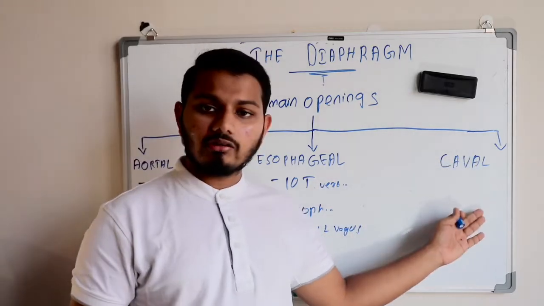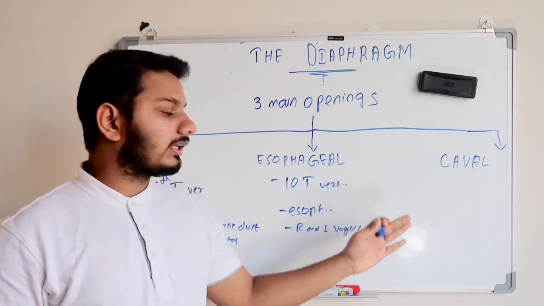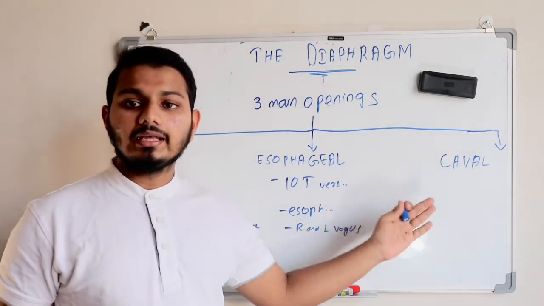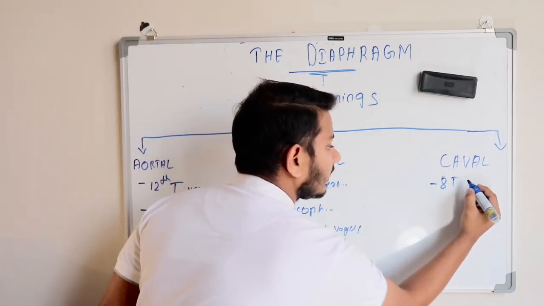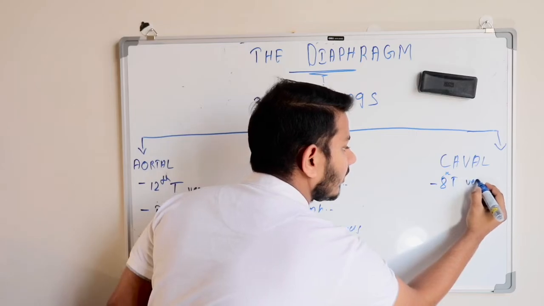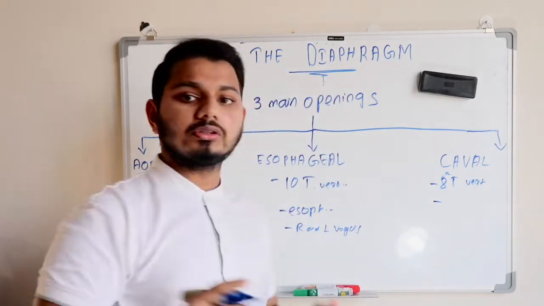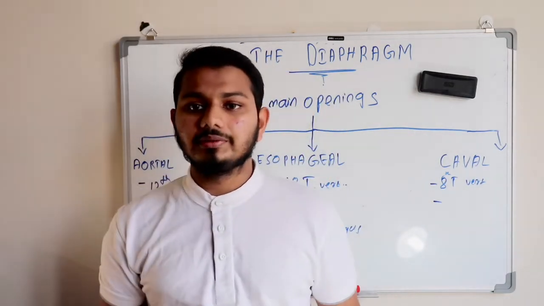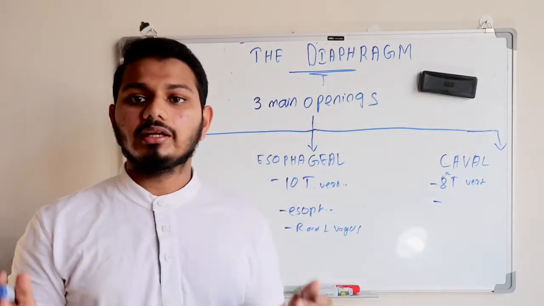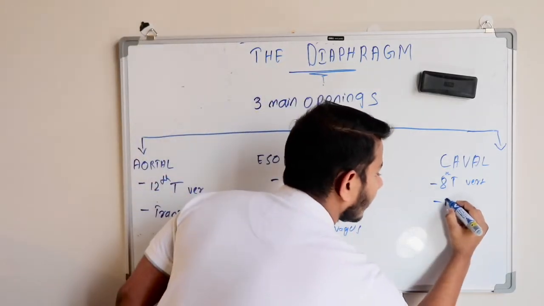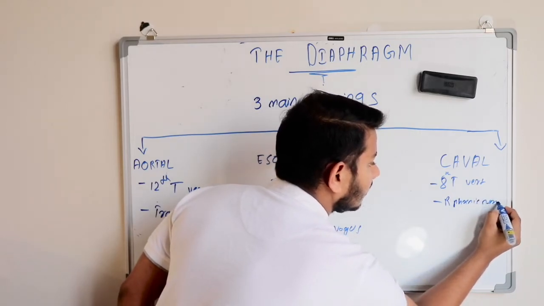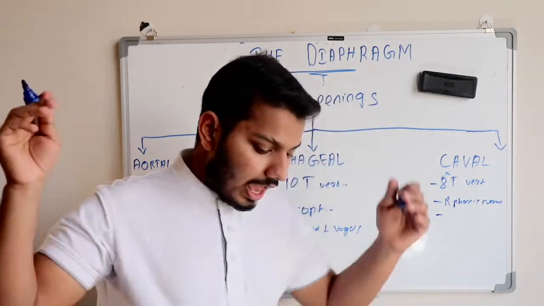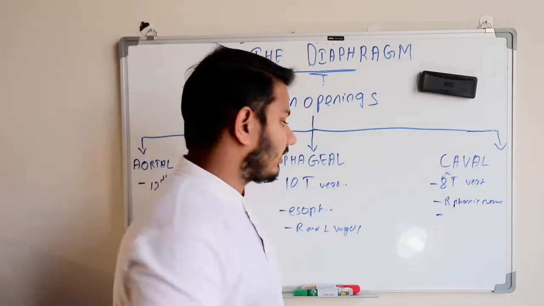Last one is the caval opening. The caval opening lies at the level of 8th thoracic vertebra. And what does it transmit? It transmits the right phrenic nerve and the inferior vena cava.